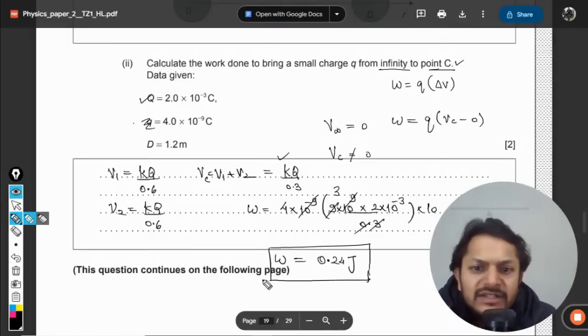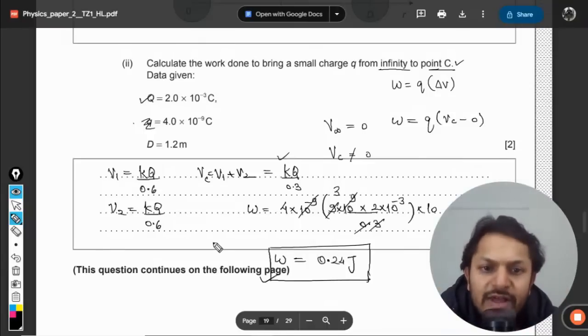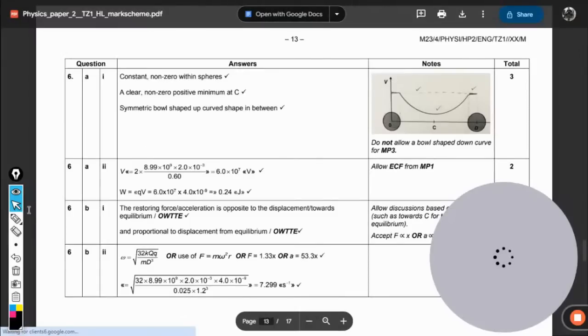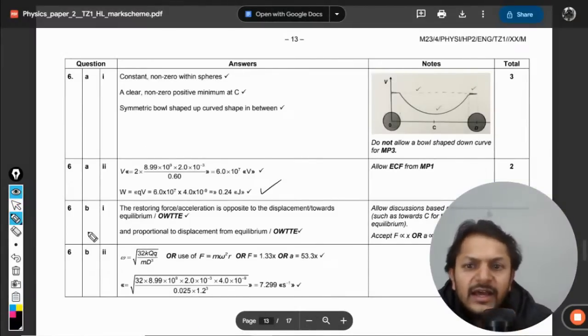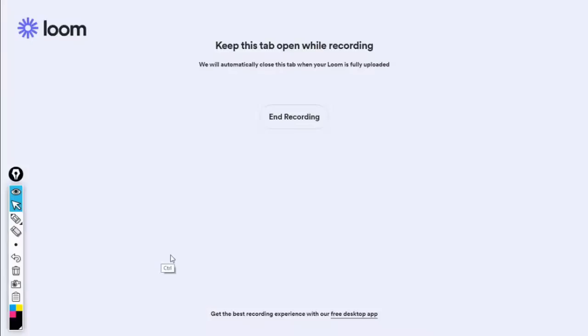Now the answer will be 0.24. That's it. And let us now move next. So let us see what is the answer. 0.24, clearly the answer that we get is absolutely correct. And let us go for the next part, which is 6b1.